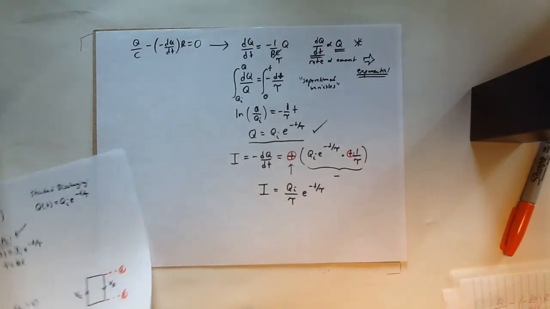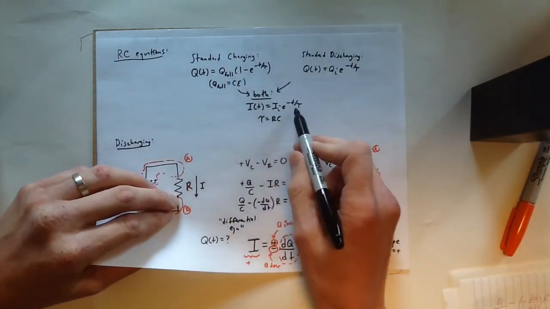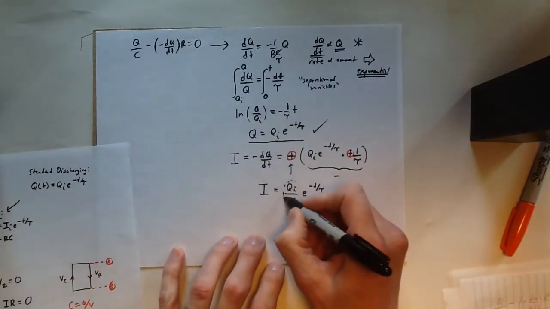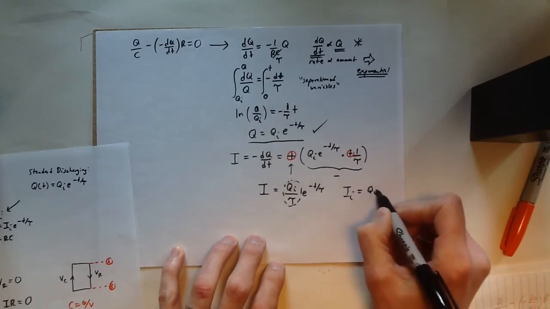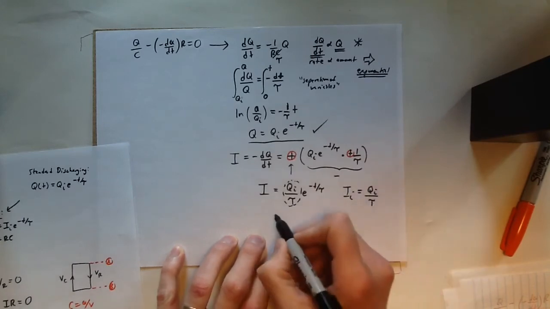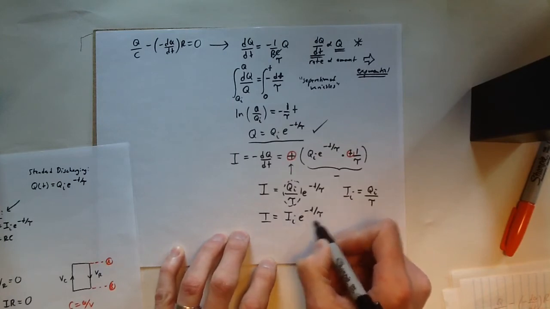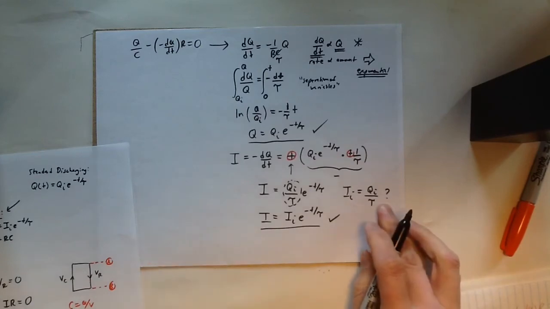Now the only thing that makes it look different here, of course, we learned that the current function before is this. This isn't quite the same, so it would be if I initial was equal to Q initial over tau. Then, of course, we would get back what we should. So, of course, we just have to address, is this true?